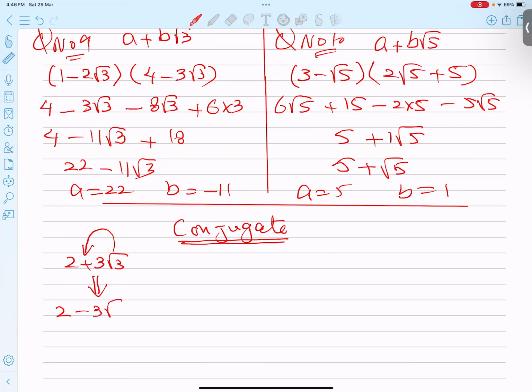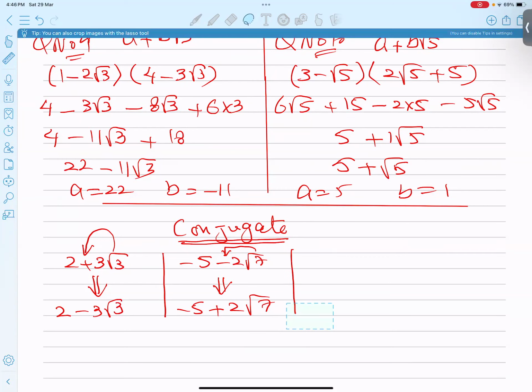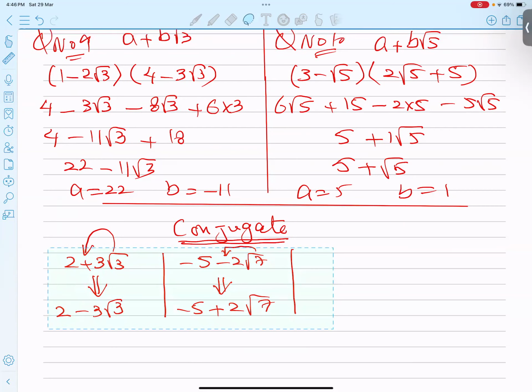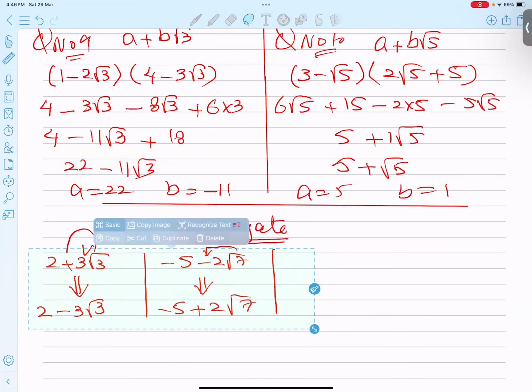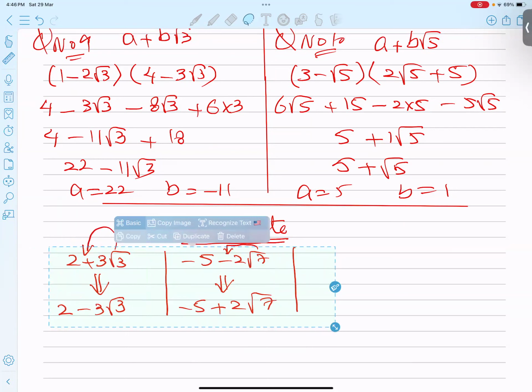This is called conjugate. I show you one more conjugate. For example, -5, -2 root of 7. So you will not change the -5 sign. Wrong. You will keep it as it is. Just the third sign will change and the rest no change at all. This is called conjugate. I'm going to show you one more idea, and I think you will understand.